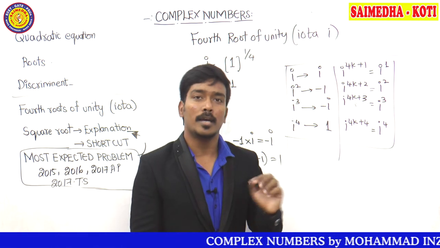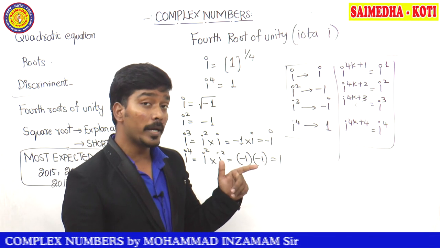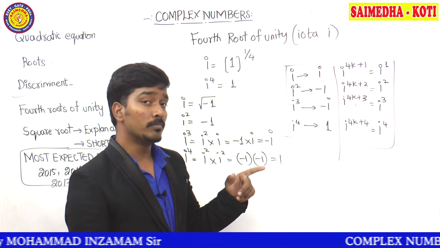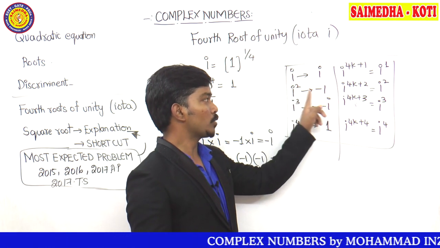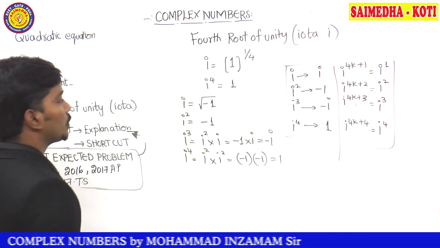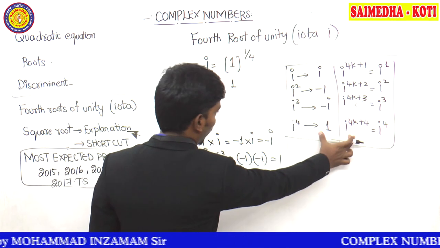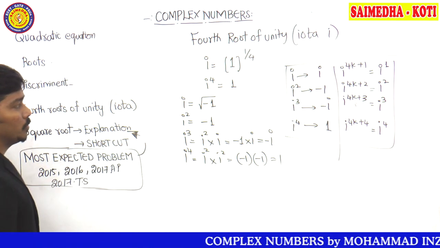What is the formula for i? i is simply root of minus 1, guys, or it can be represented in the form of i only. i square is minus 1, i cube is minus i, i to the power of 4 is plus 1. i equal to i, i square is minus 1, i cube is minus i, i to the power of 4 is equal to plus 1, guys. So these are the most expected formulas we are going to use to solve this type of problem, guys. Pause the video to note it down.